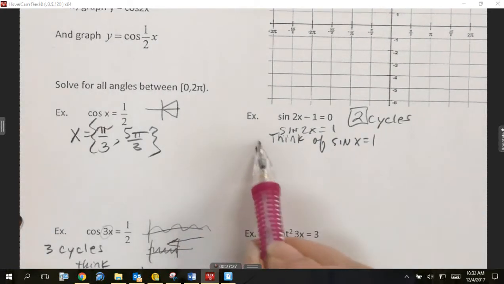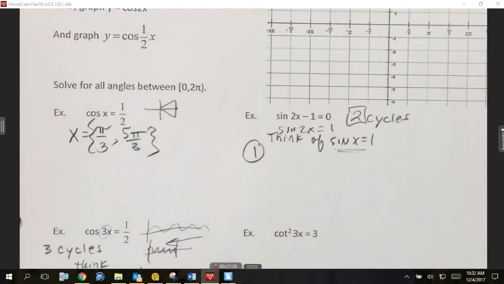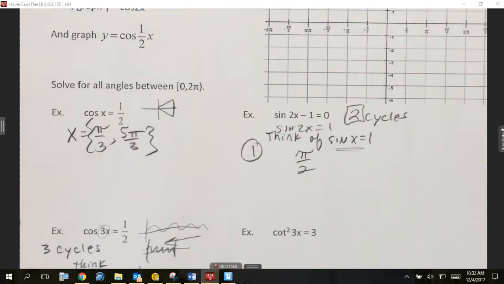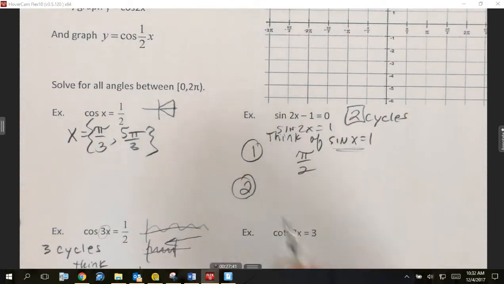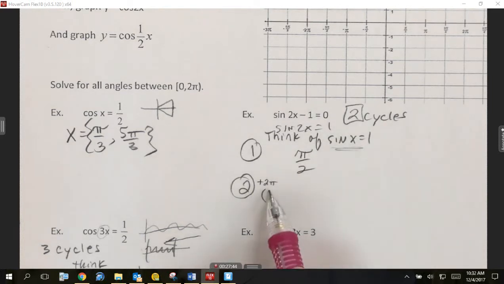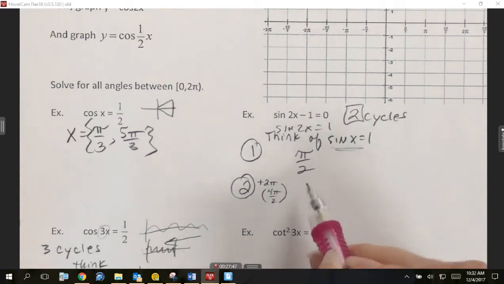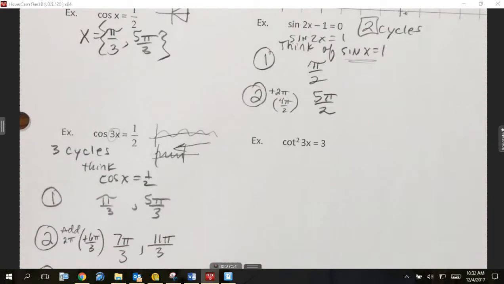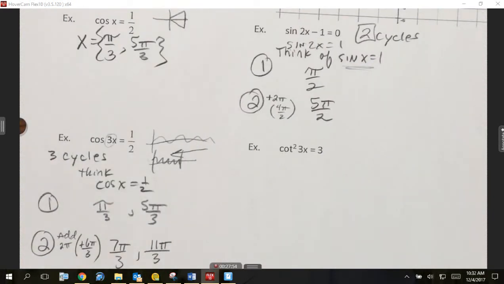So my first cycle, I'm using sine x equals 1. Where is sine x? Sine is y. Where is sine x equal 1? Pi over 2. So my second cycle, I'm going to add 2 pi. But I can't add 2 pi to a fraction, so I have to add 4 pi over 2. And I get 5 pi over 2. So that's 2 full cycles.